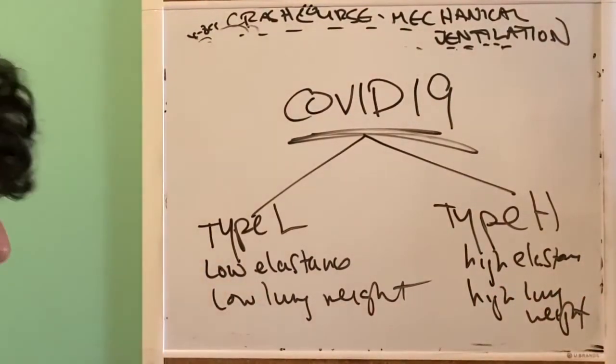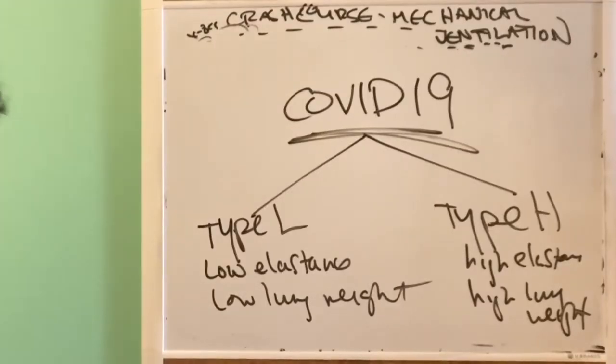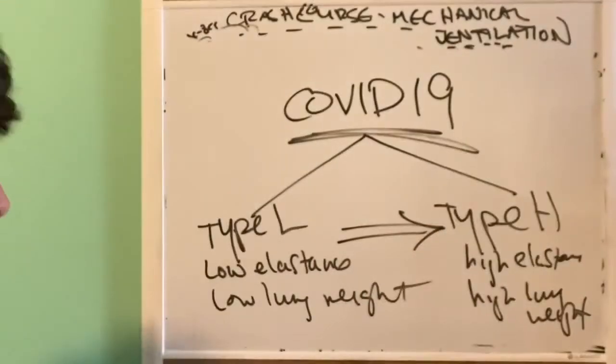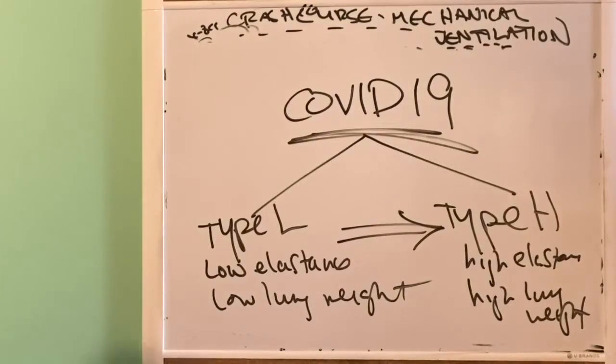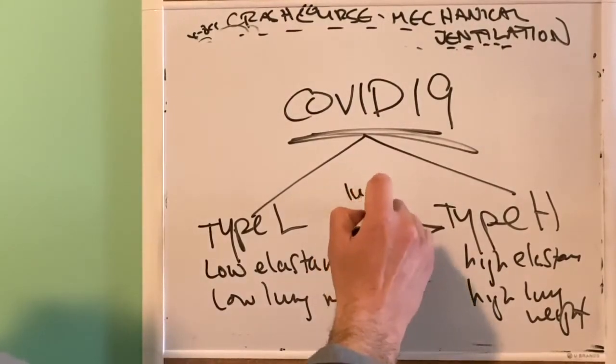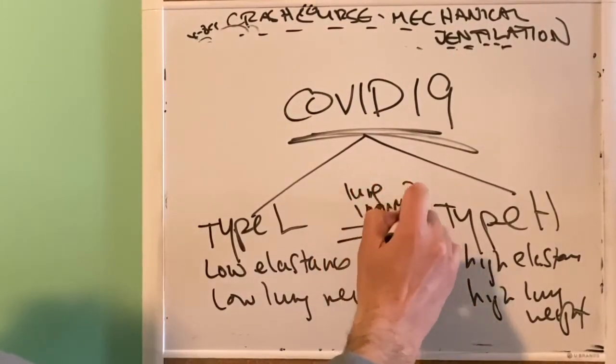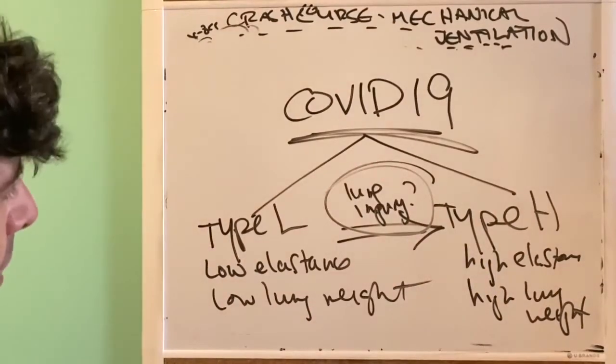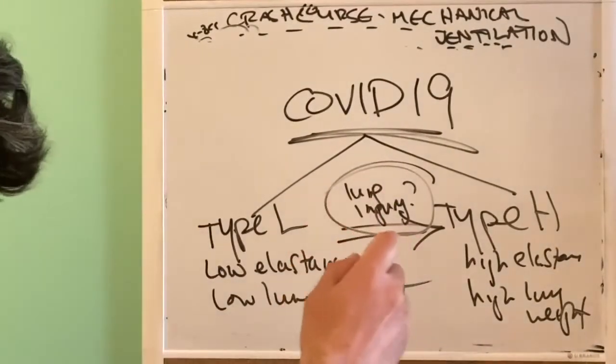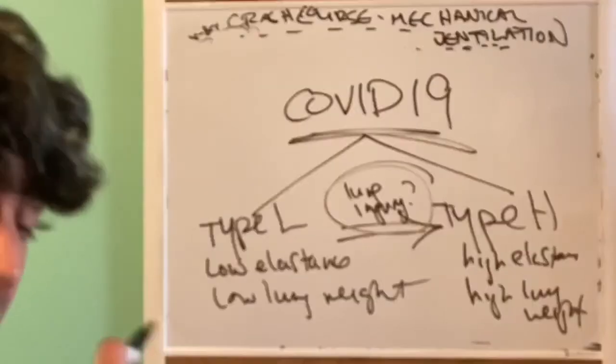All right. The question I have personally is what causes the transition between the two. All right. Is this a natural evolution or is this due to lung injury? I'm leaning strongly towards the latter. That is not to say that we have any answer to this.